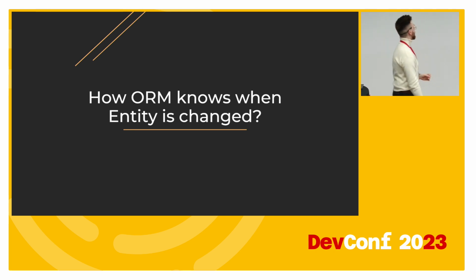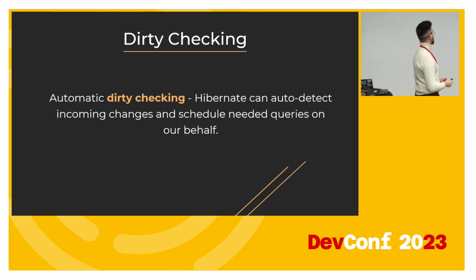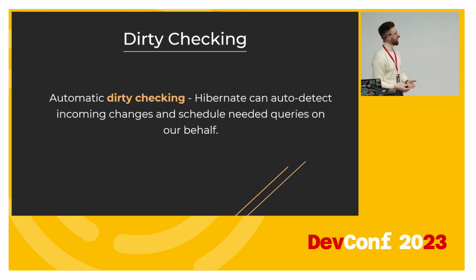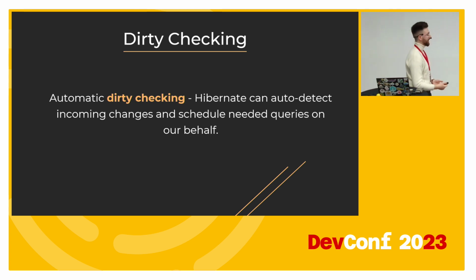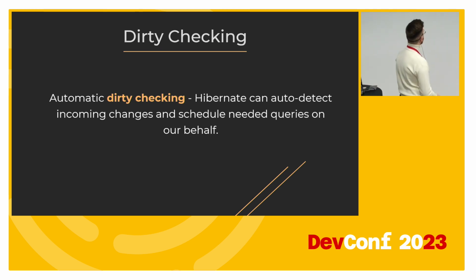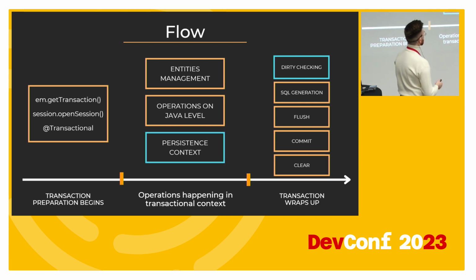And how does the ORM know when an entity is changed? Do you know the keyword here? It was on the slides before. So we are talking now about dirty checking. It's called dirty checking in the Java, JPA, Hibernate areas. In .NET, from what I know, it's tracking. So it's auto-detecting the incoming changes on the entities, and based on that we schedule the needed queries. So basically, we have entities, and we know what happened to them, and we generate accordingly. And it occurs at the transaction wrap up.